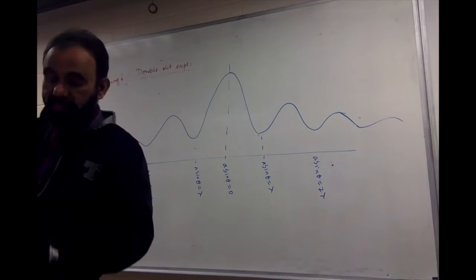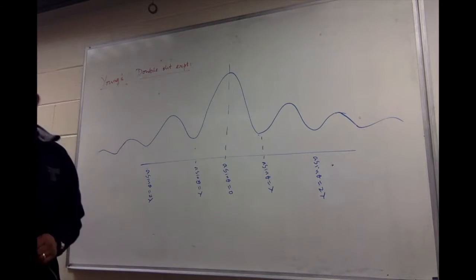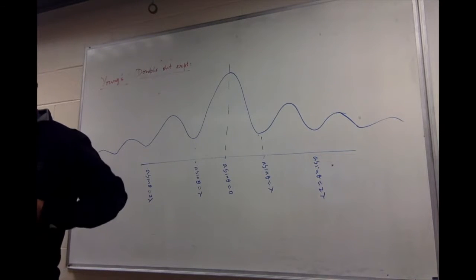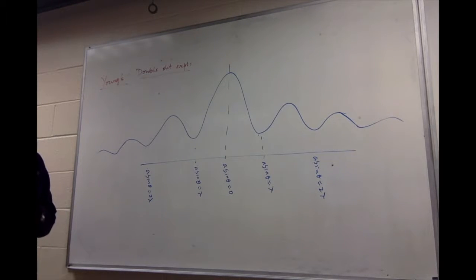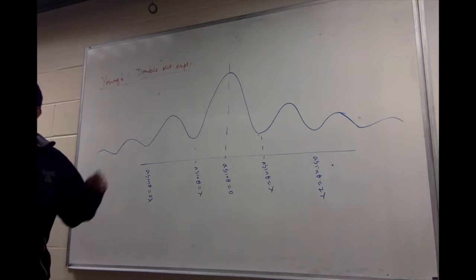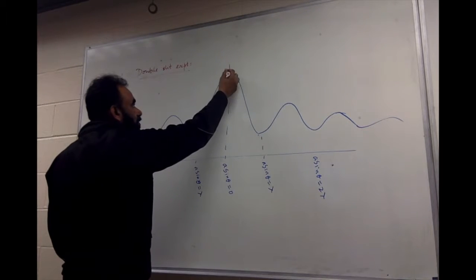Now when you use two slits, what are you going to see? When you use two slits, you will see interference in the area where you end up seeing diffraction. So this is what you see.